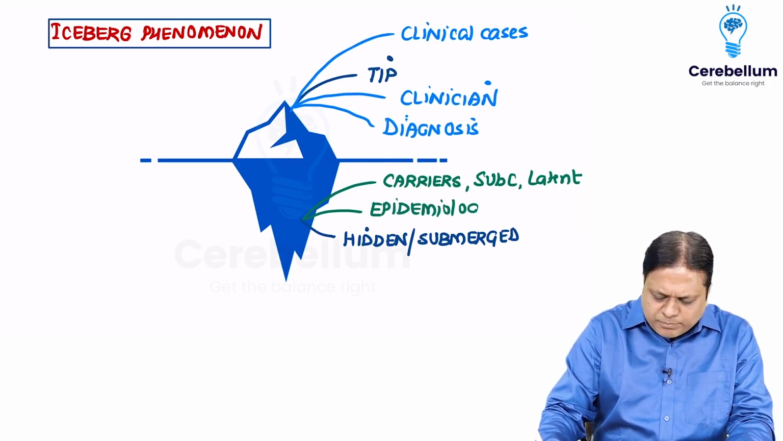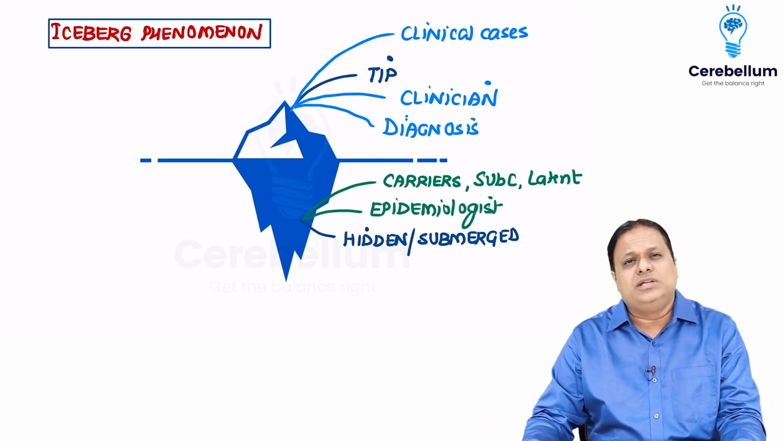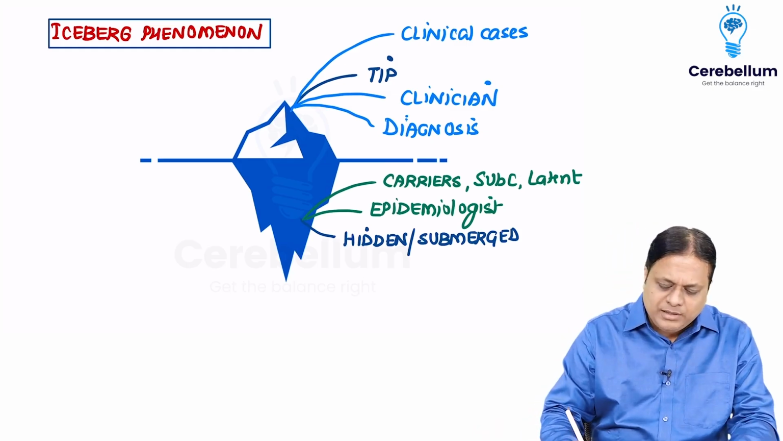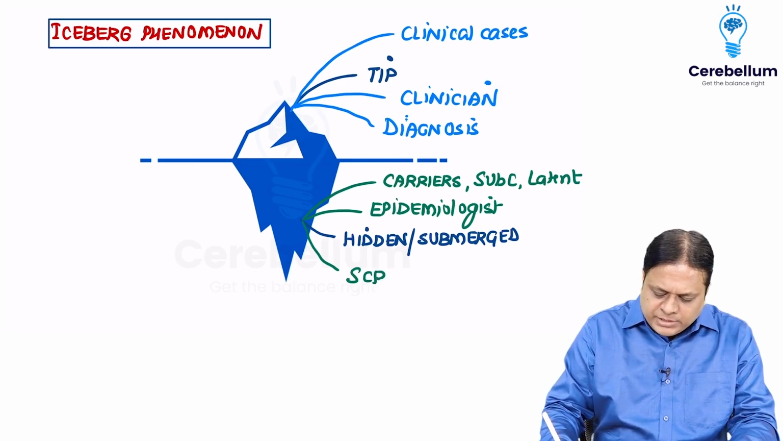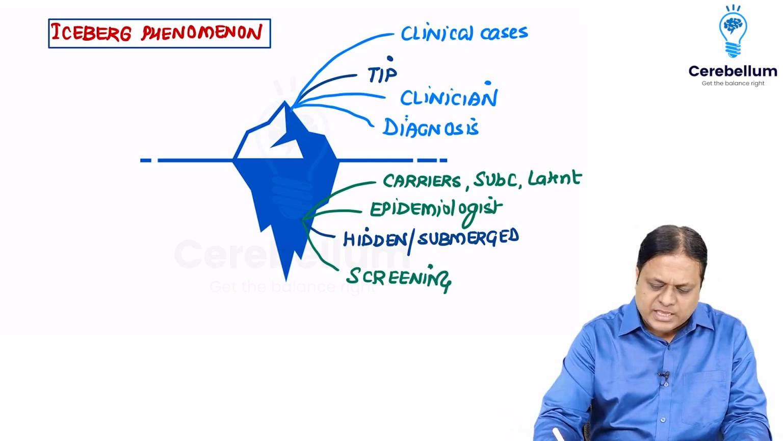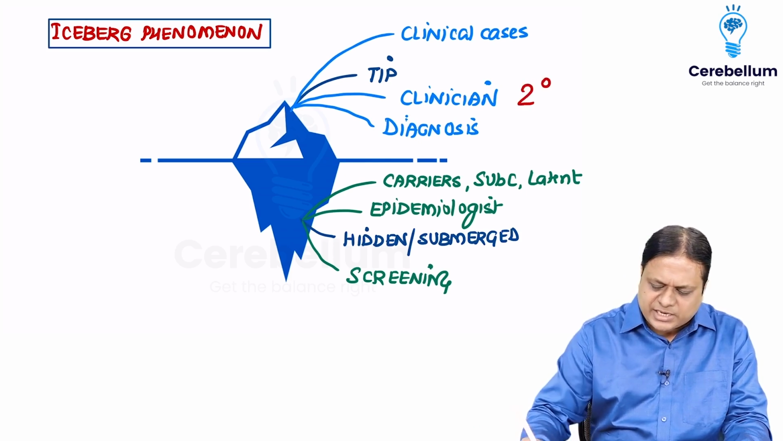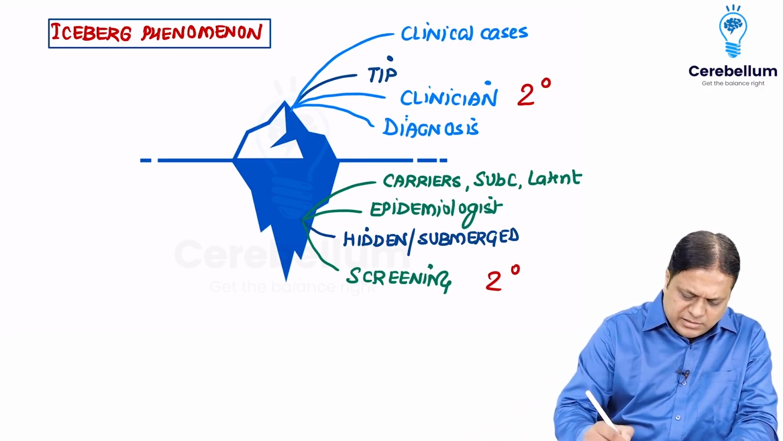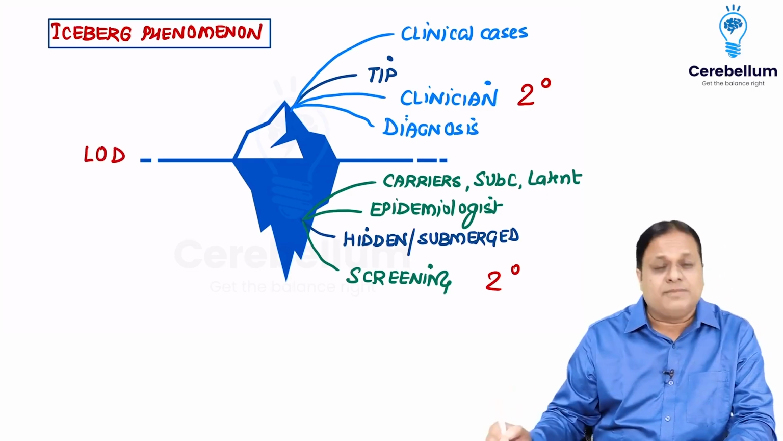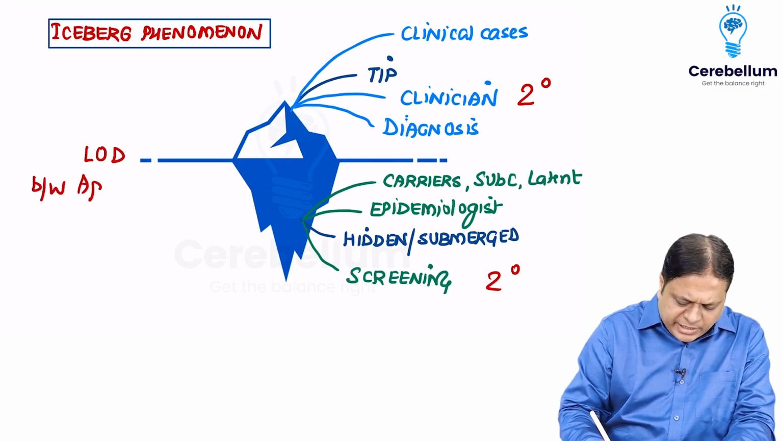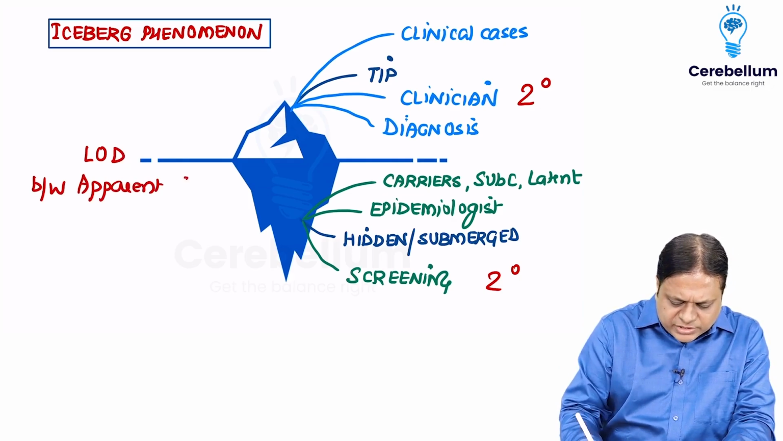Otherwise, they also keep on spreading disease in the population. And how will epidemiologists find out these hidden cases in apparently healthy people? Very right, through screening. So, which level of prevention do they individually represent? I told you both diagnosis as well as screening represent secondary level of prevention. This is the line of demarcation, the water surface, which lies between apparent and inapparent infections.